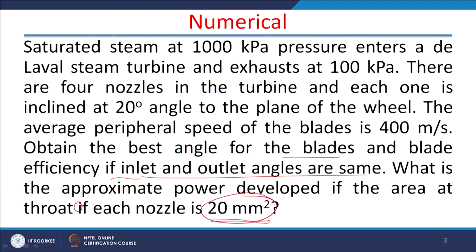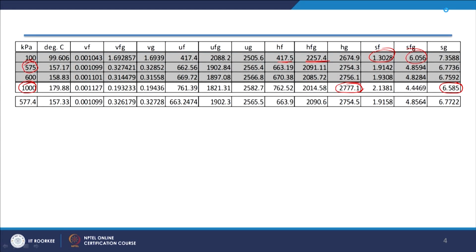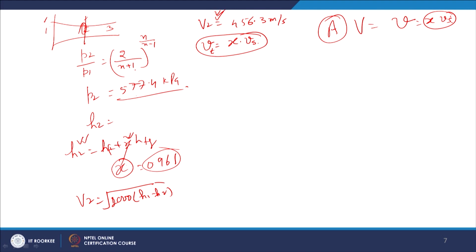Now, area is with us, velocity also we have found, and specific volume is equal to x Vg. This we have taken from here, at 575: Vf, Vfg, Vg, yes, multiplied by the quality of the vapor, right. Now, from here we can find the mass flow rate per nozzle. So, mass flow rate per nozzle is 0.029 kg per second.